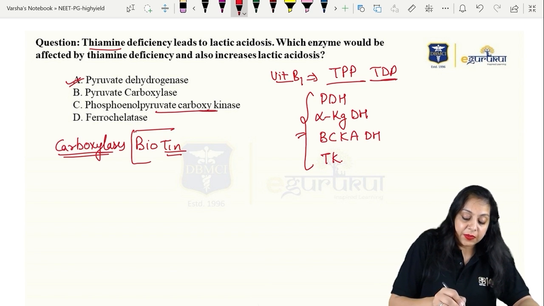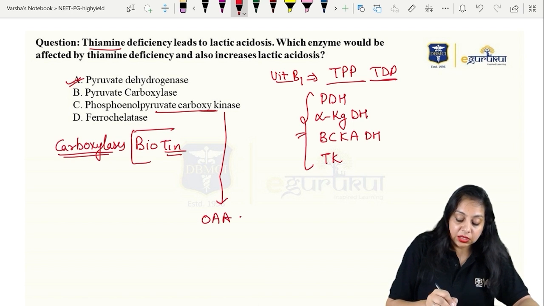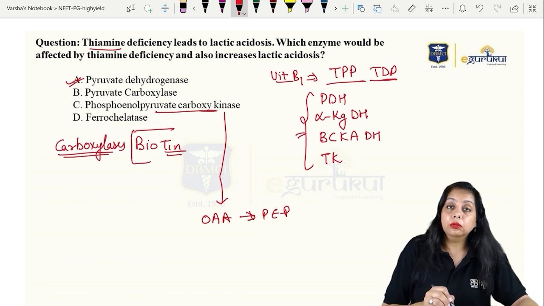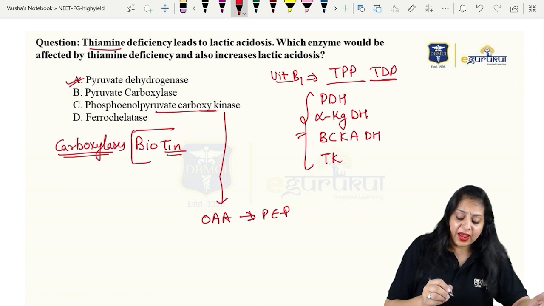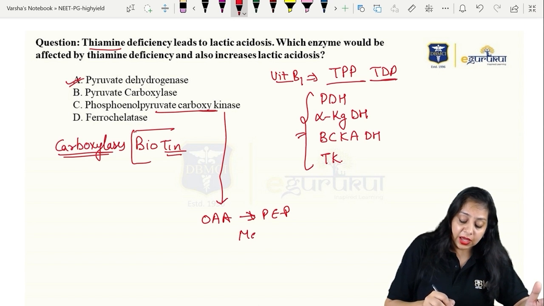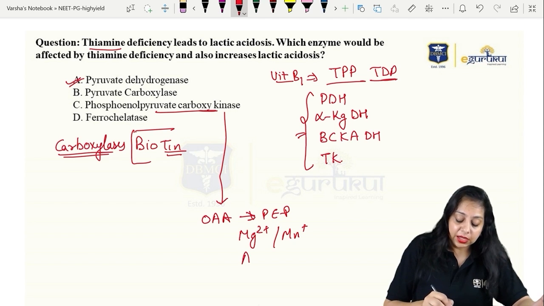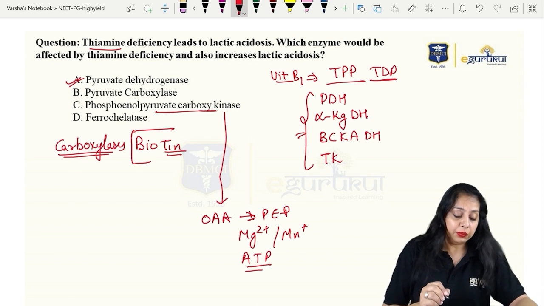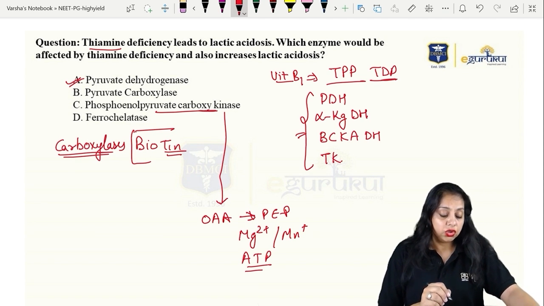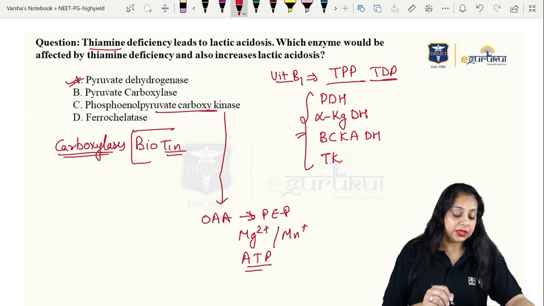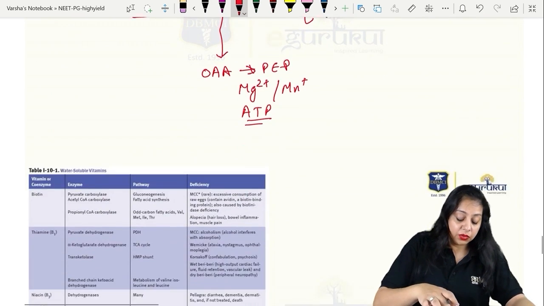PEPCK enzyme. PEPCK enzyme does what? This enzyme converts oxaloacetate to phosphoenolpyruvate in the gluconeogenesis. That does not require biotin, but there are ions required, magnesium ions or manganese ions, right? And it is ATP dependent, right? So this is pretty much it. So answer to this is the pyruvate dehydrogenase.